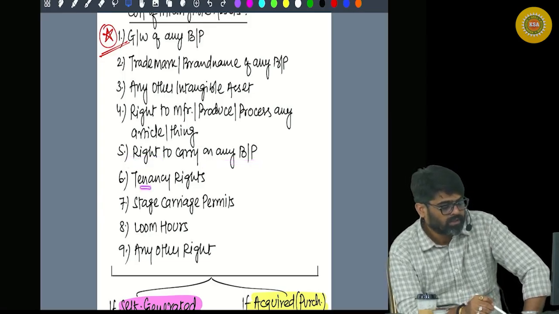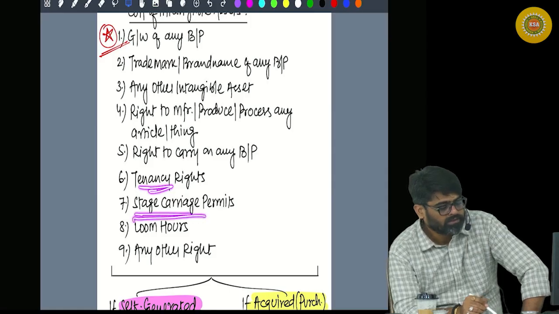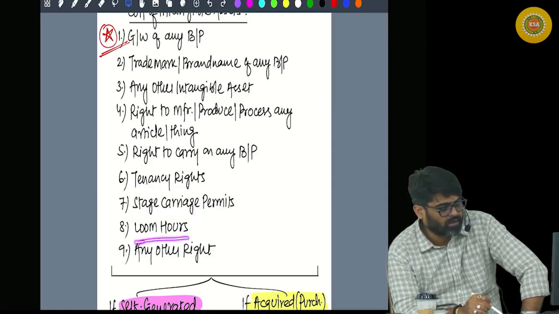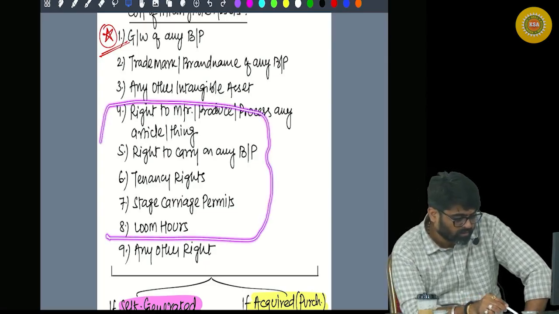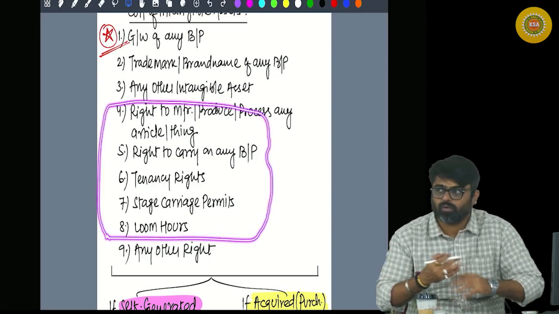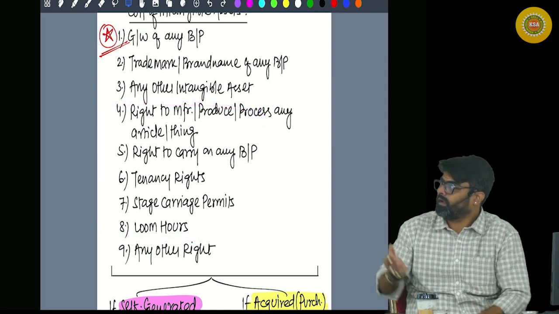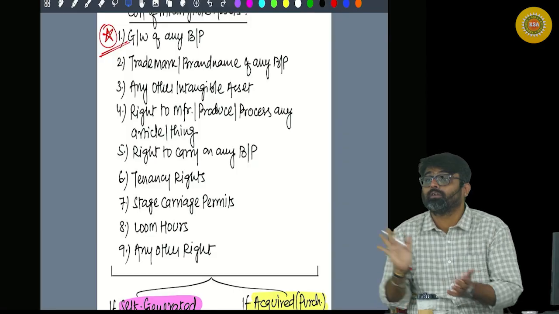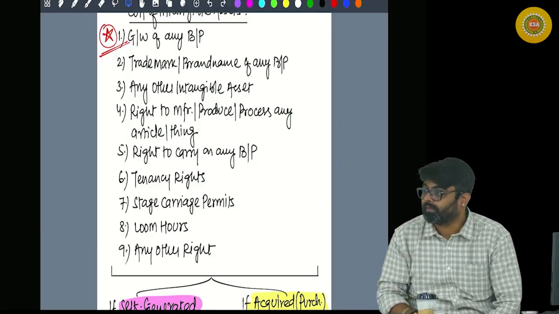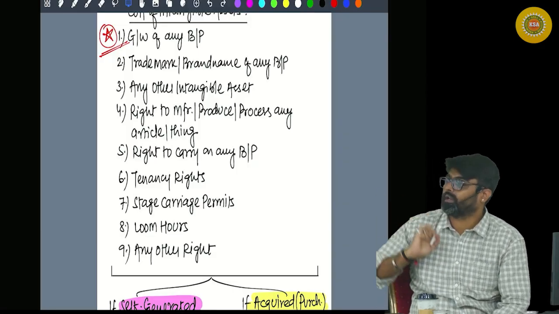Third one is tenancy right. Fourth one is stage carriage permits. And eighth one is... till now these many rights were covered. They said, what are we doing? If these rights are covered here, why are we not covering other rights also? So last year one amendment came and one more entry got inserted.